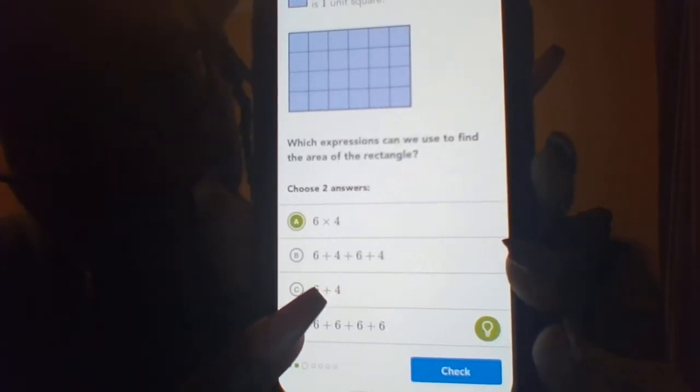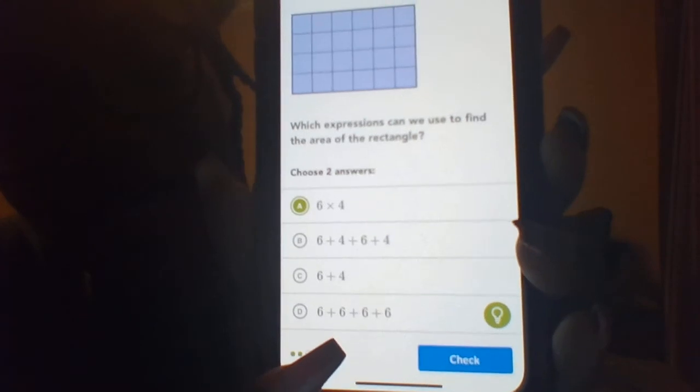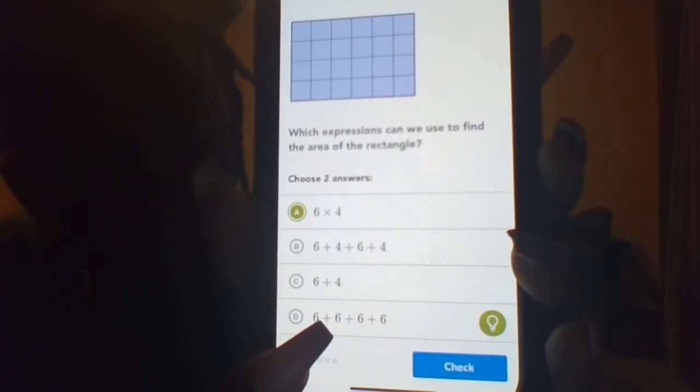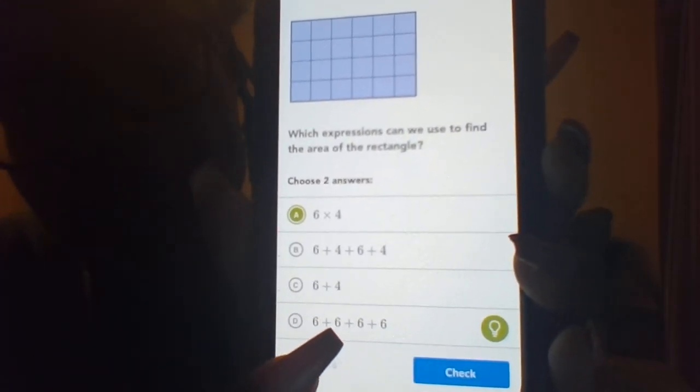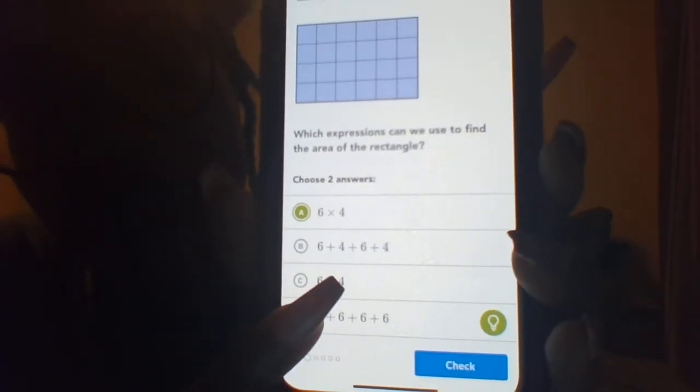The next option is 6 plus 4 plus 6 plus 4. Then we have 2 6s and 2 4s. Not enough, not going to work. Third option, 6 plus 4, definitely not going to work. We have 1 6 and 1 4. We need more. We need more, Khan Academy. And this last one, we have 4 groups of 6. 6 plus 6 plus 6 plus 6. So this one is going to be correct. A and D will work for this problem.